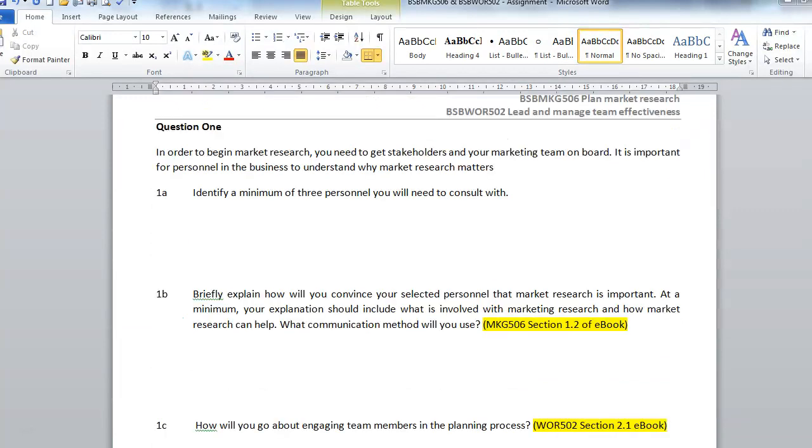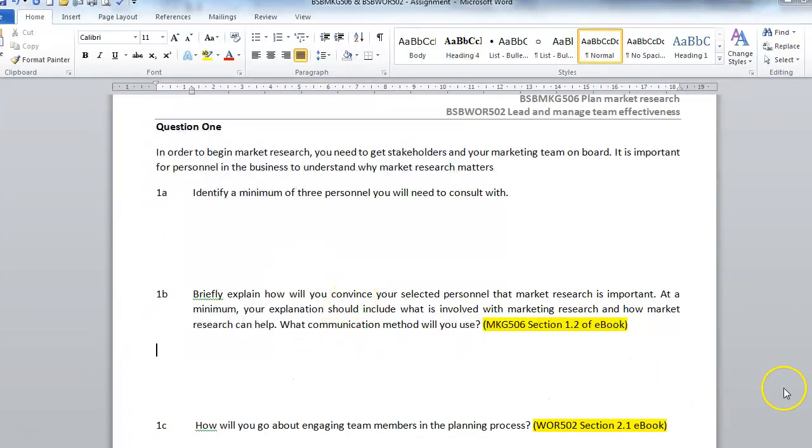In order to begin market research, you need to get stakeholders and your marketing team on board. So the first thing, identify a minimum of 3 personnel you'll need to consult with. That could be anyone from the CEO, it could be the rest of your marketing department, it could be the finance department, it could be human resources, as they might need to hire new people to get this new department up and running, so they just need to be made aware. They're probably the main ones. It could just be your other staff, like the customer service staff, that will be exposed to this new department as well. So any 3 of those is fine.